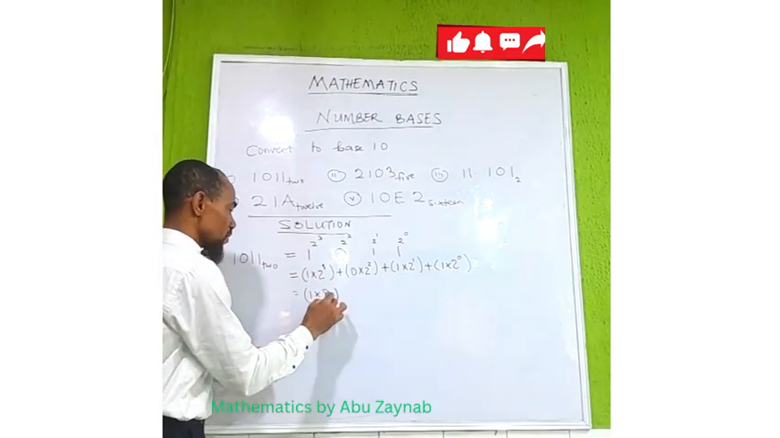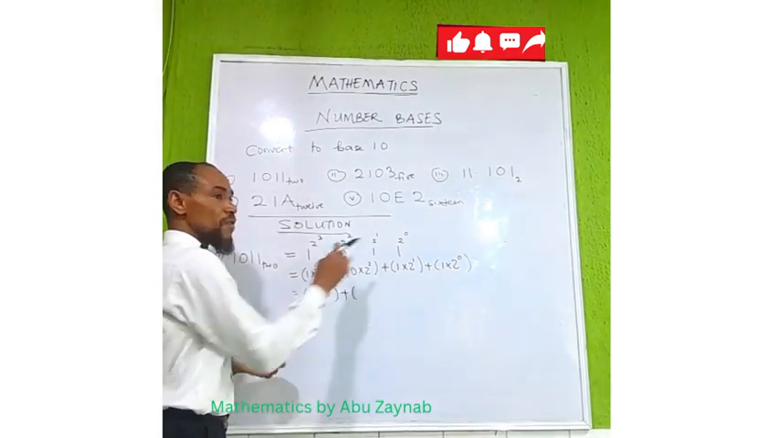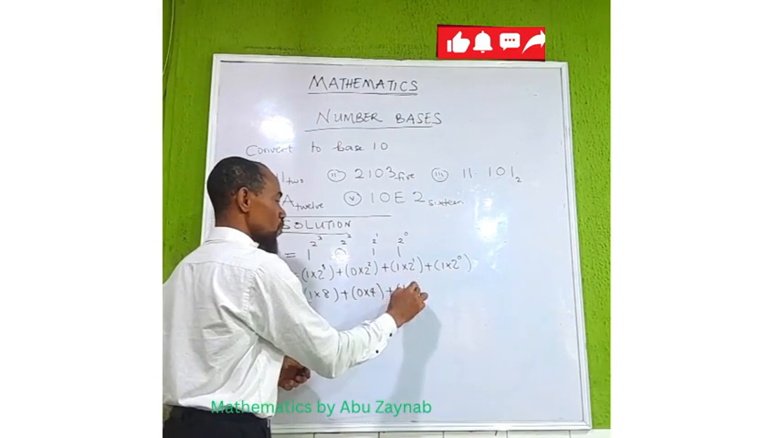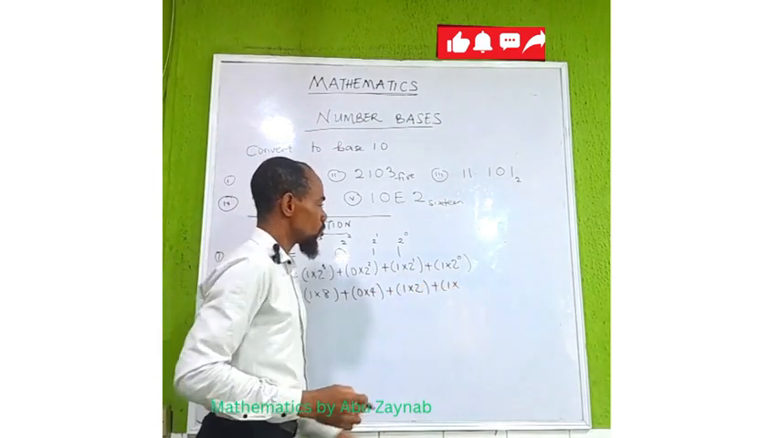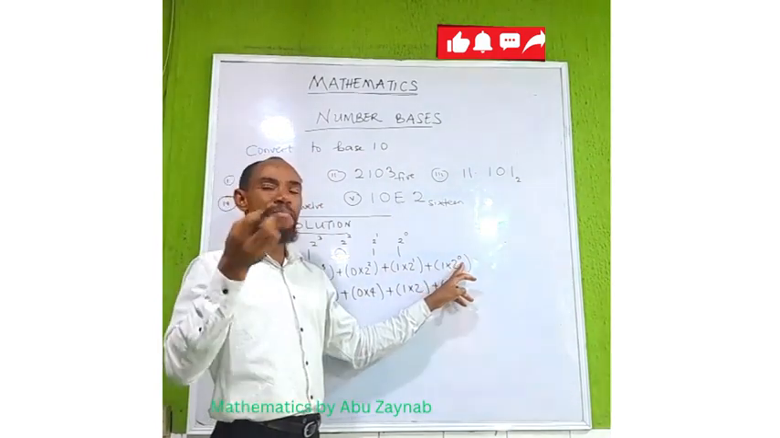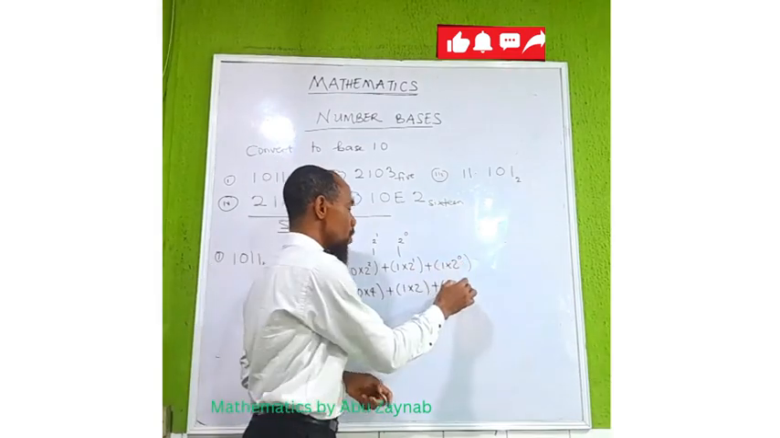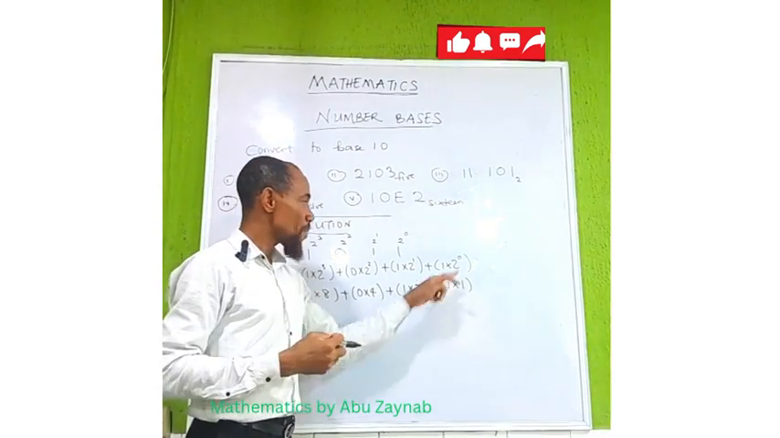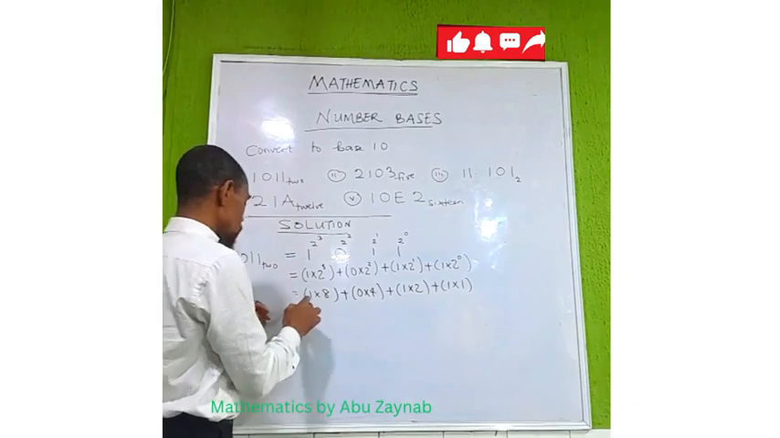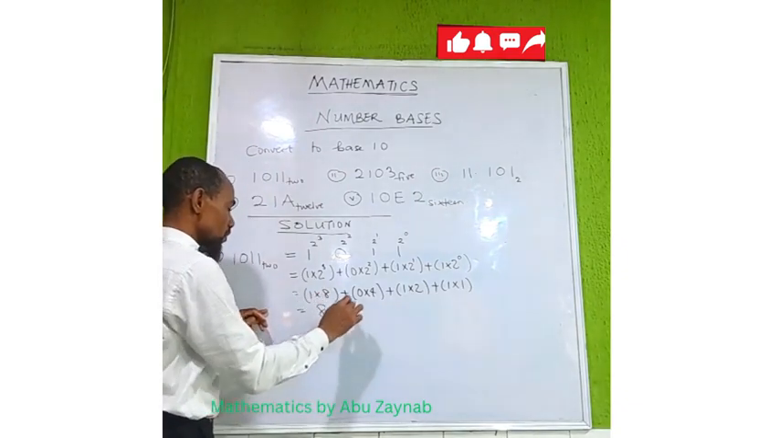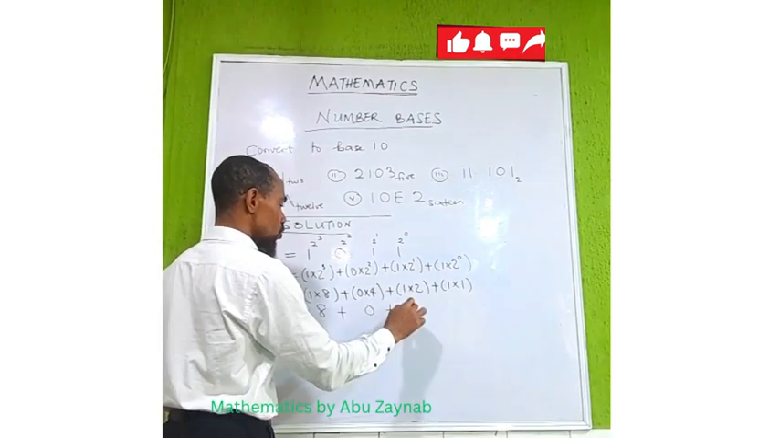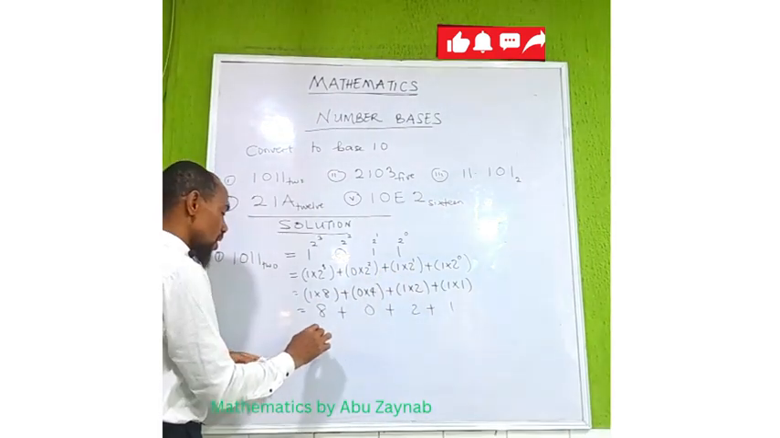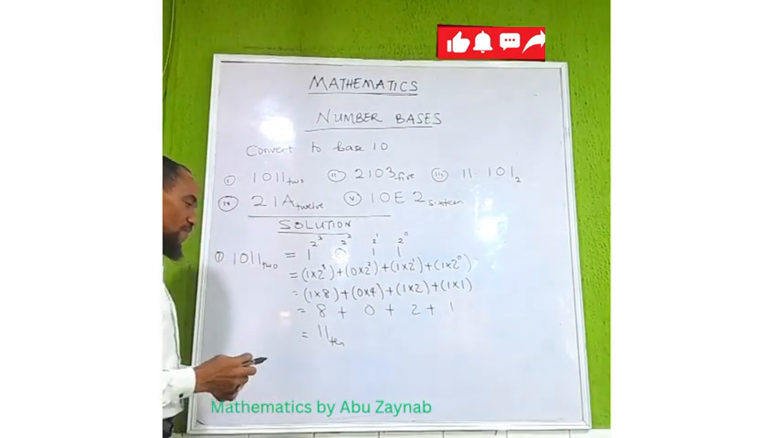We have 8. Then 2 to the power of 2 is 4. 0 times 4. 2 to the power of 1 is 2. Now, 2 to the power of 0, or any number whatsoever, to the power of 0 is always 1. No matter the number, however big or small, to the power of 0 is always 1. So then we have 1 times 8, 8. 0 times 4, 0. 1 times 2, 2. 1 times 1, 1. And in simply summing, we're going to have 11 base 10.